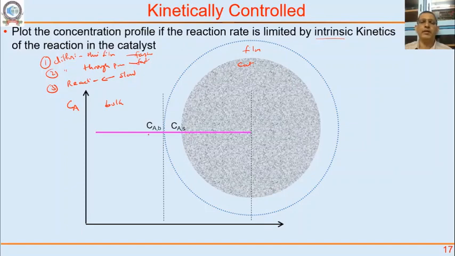This is how it will look like. External mass transfer is not limiting, so bulk and surface concentration will be the same. Diffusion is very fast, so it will diffuse, but very little reaction will occur. So concentration will be the same throughout the catalyst particle. Okay, think about these things. We are going to need these things later on in all our classes.